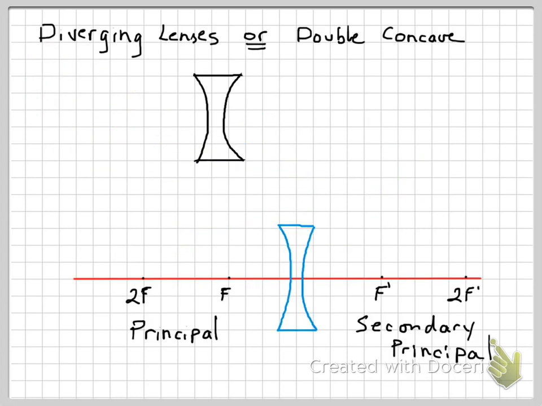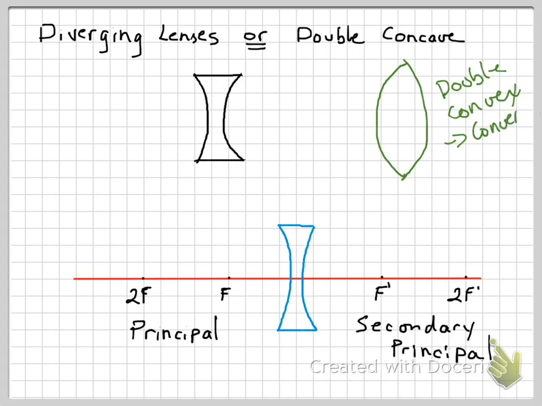Now, the next topic is looking at diverging lenses, or double concave lenses. So far we have been dealing with what are called double convex lenses. They have a little bubble on the outside. So this is referred to as double convex. They are a converging lens.